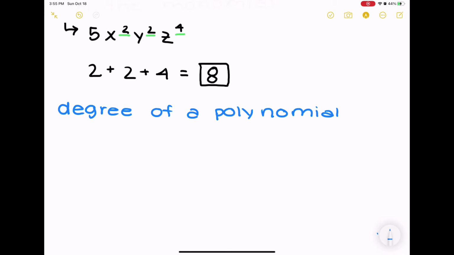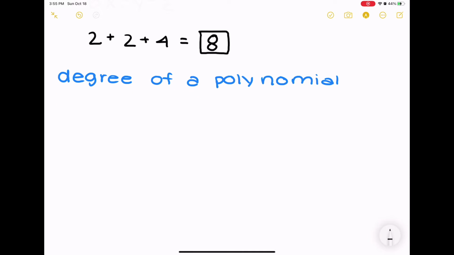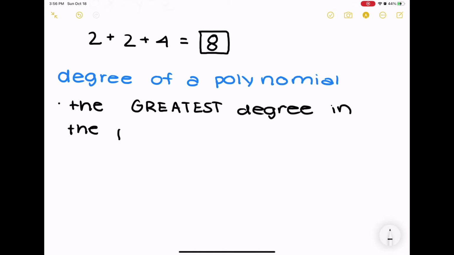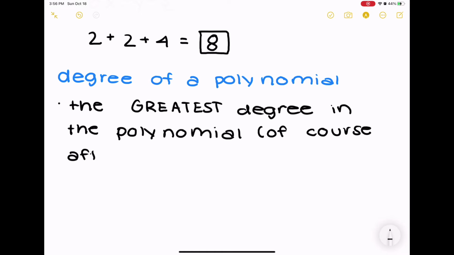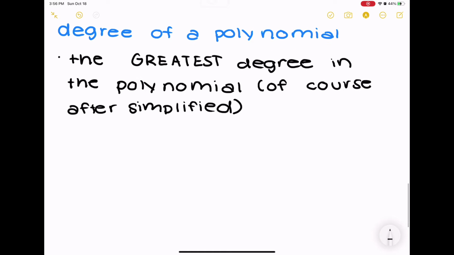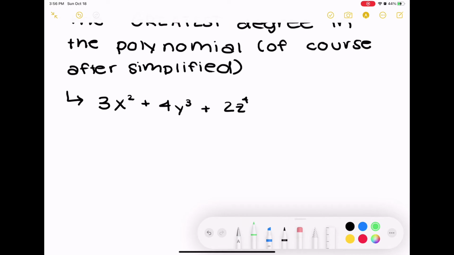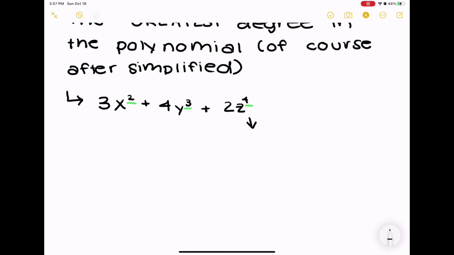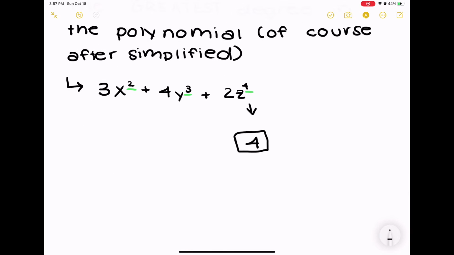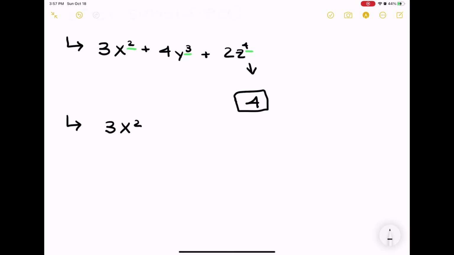Now, the degree of a polynomial is a lot different. The degree of a polynomial is the greatest degree in the polynomial. And remember, this all is when it's simplified. Now, I'm not just talking about regular simplification. Let's go into an example. First, 3x squared plus 4y cubed plus 2z to the 4th. Now, if we look at all these degrees, we have 2, we have 3, and we have 4, and 4 is the greatest.